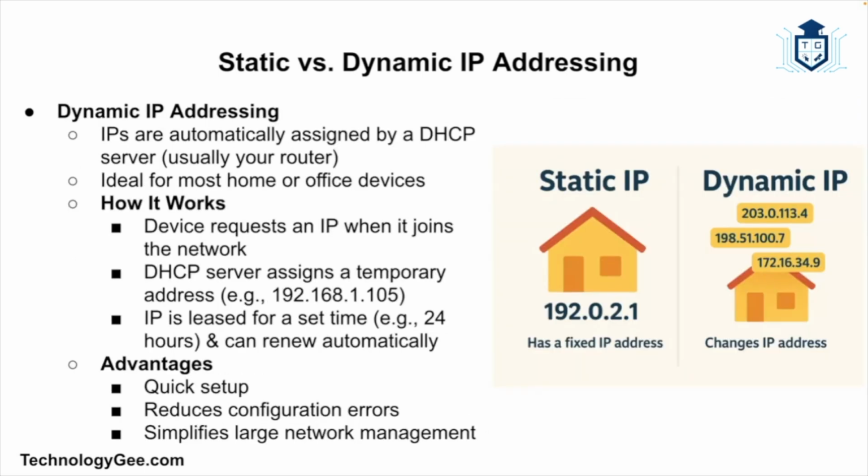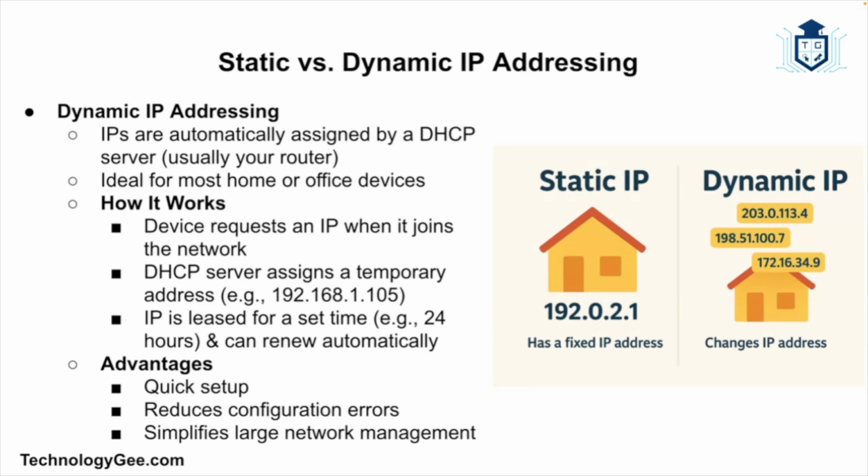And then we have what is called dynamic IP addressing. This means that the IP is automatically assigned by a DHCP server, usually your router. It can change over time, but for most devices, that is totally fine. How does this work? Well, your device boots up and says, hey, I need an IP address. The router says, cool, here's the IP address of 192.168.1.105, and you can use it for 24 hours. And then the device will use it until it expires or the IP address is renewed.